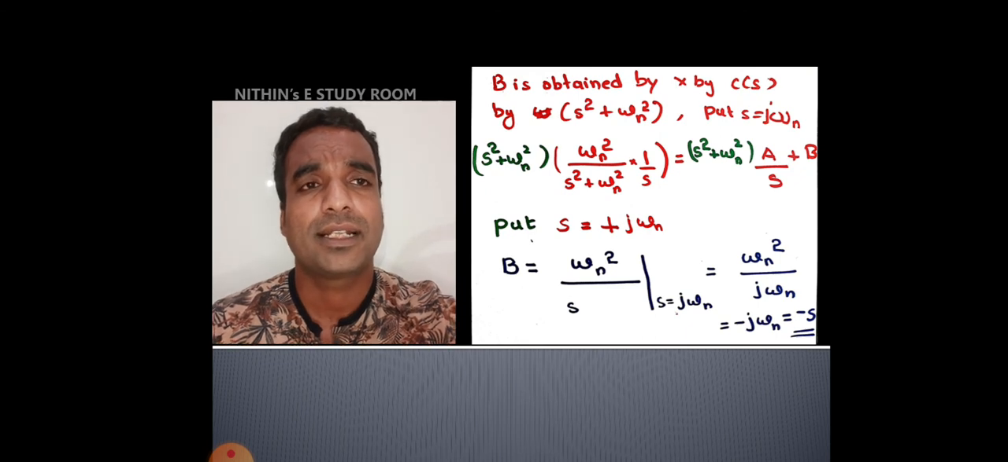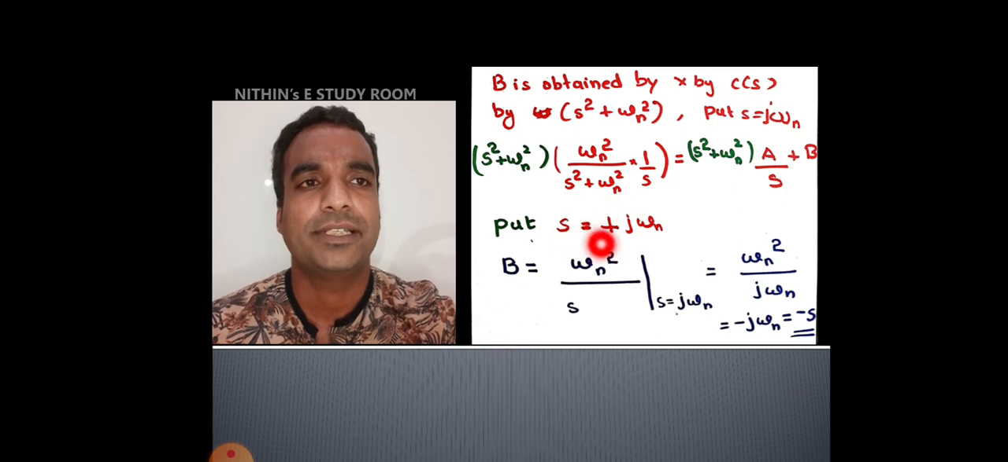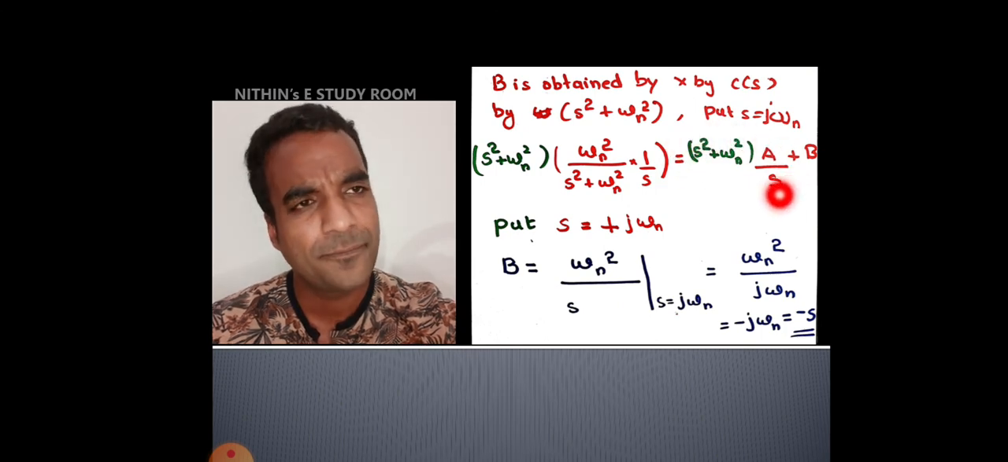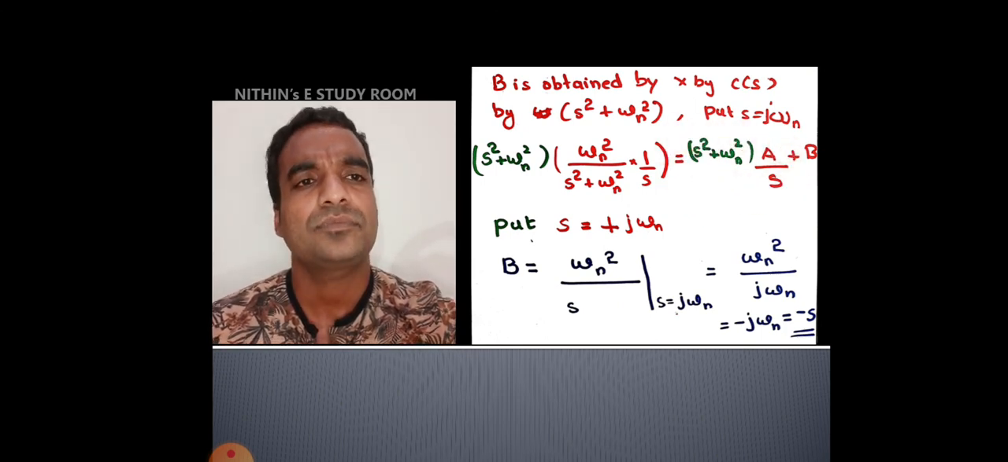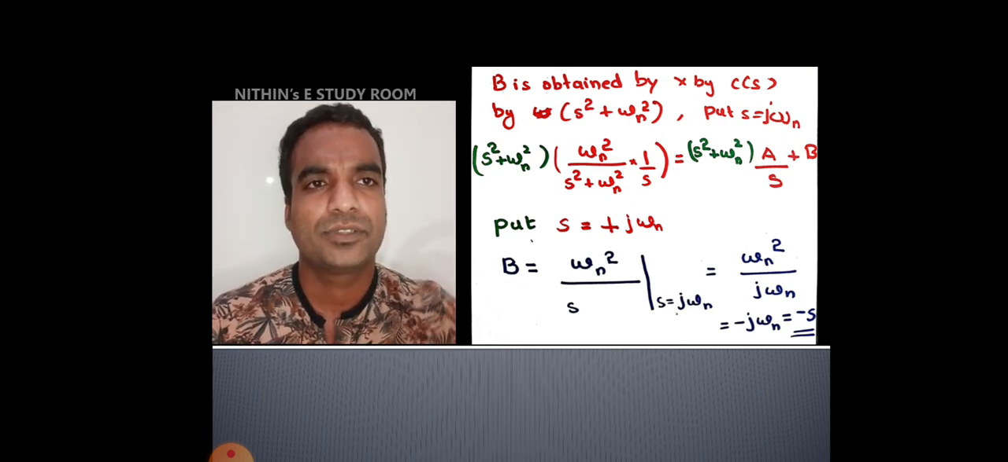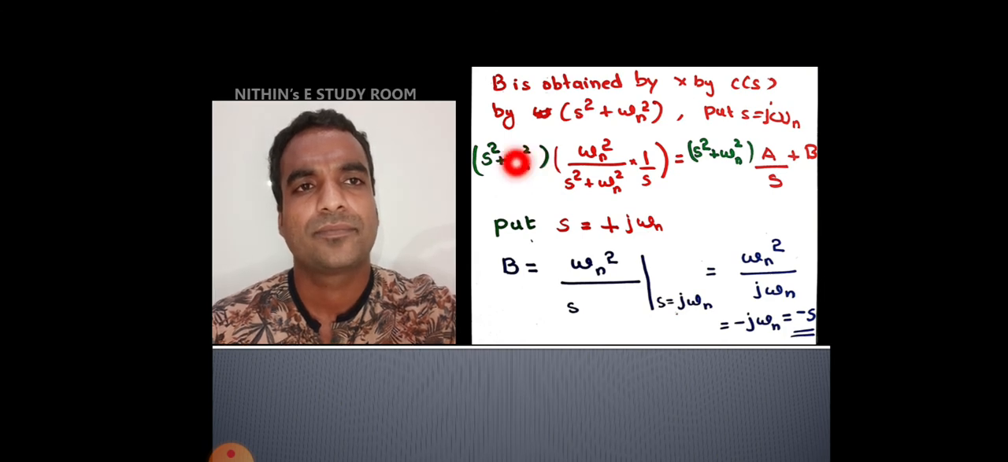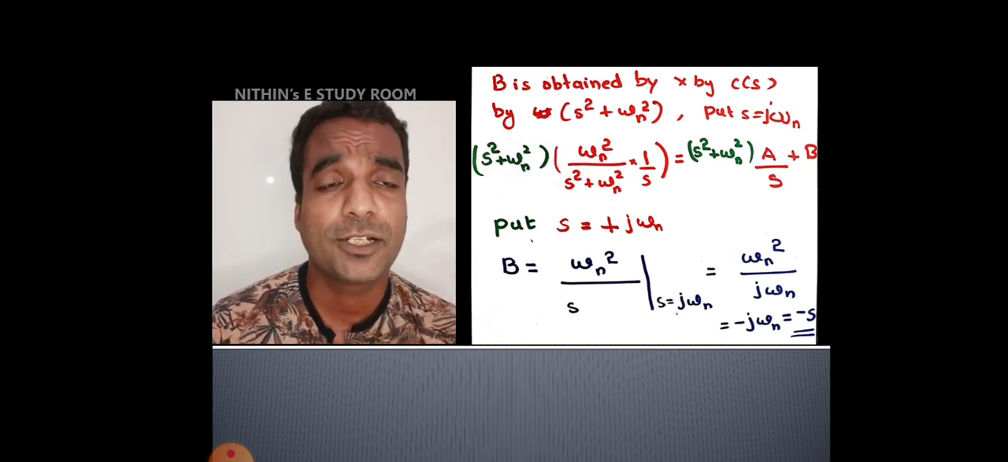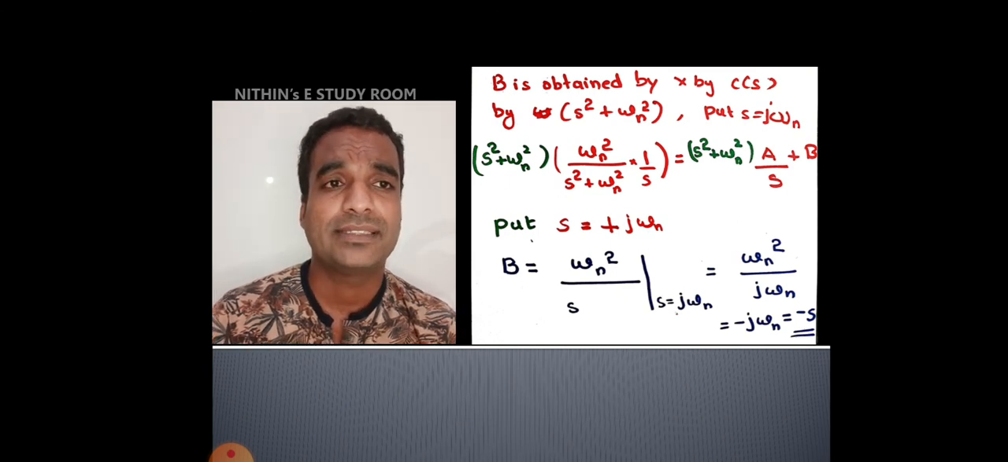So do that analysis. Multiply s square plus omega n square on both sides. Then these s square plus omega n square terms will get cancelled, and put s is equal to plus j omega n. When s is equal to j omega n, as I already told you, don't do the calculation. Definitely this term will become 0. So b is equal to omega n square by s, because these terms will get cancelled. B is equal to omega n square by s. Put s is equal to j omega n.